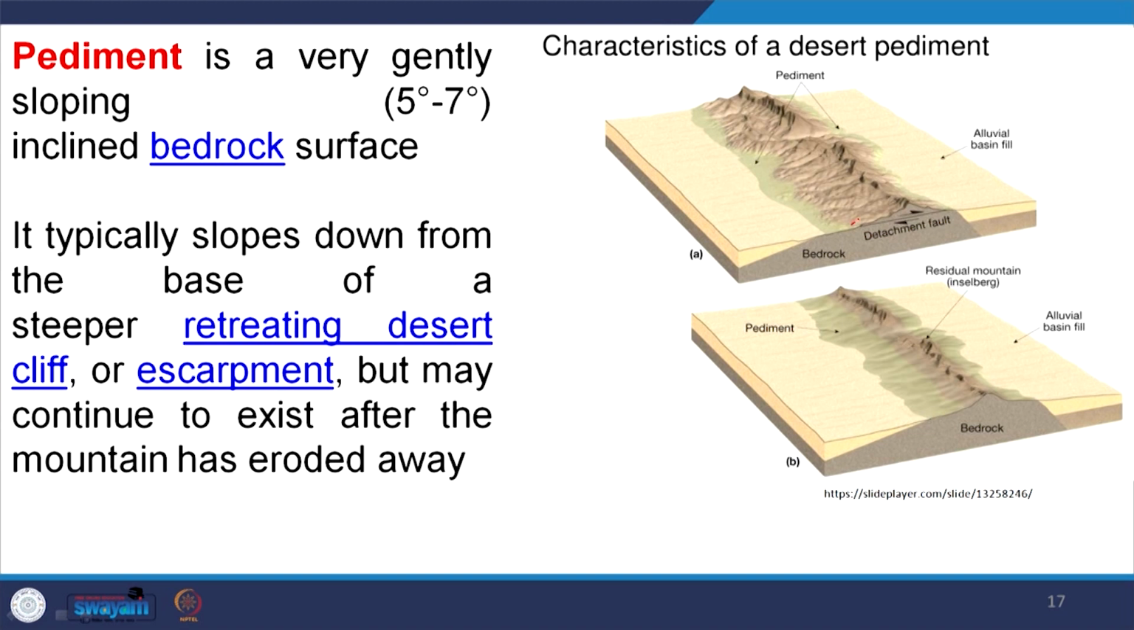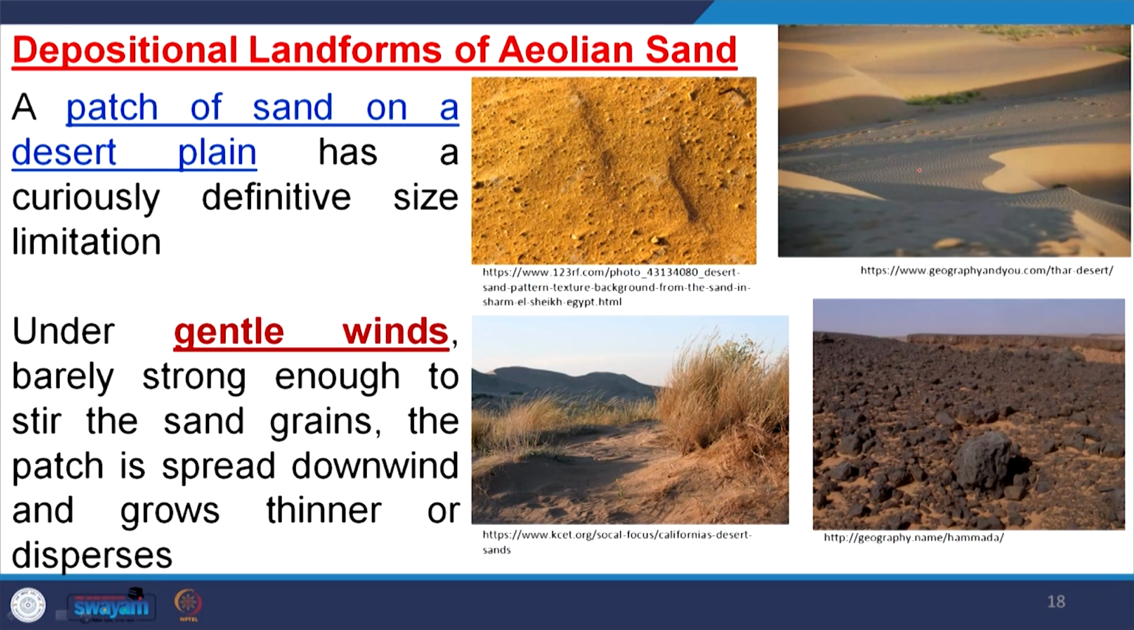So, these are the pediment surfaces. With more and more removal of this material, with more and more erosion, this type of cuesta will be converted to inselberg, and will be converted to pediment. Now, depositional landforms of aeolian sand.